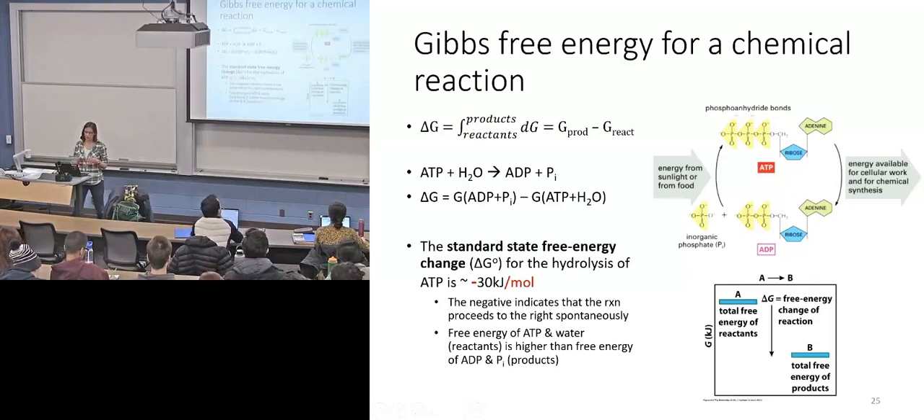And here's just sort of a generic graphic of that. They haven't drawn maybe some initial input or anything here, but we're seeing that we're going from a higher free energy of our reactants to a lower free energy of our products. Okay, take a look at the units. It's negative 30 kilojoules per mole of ATP that's broken down.